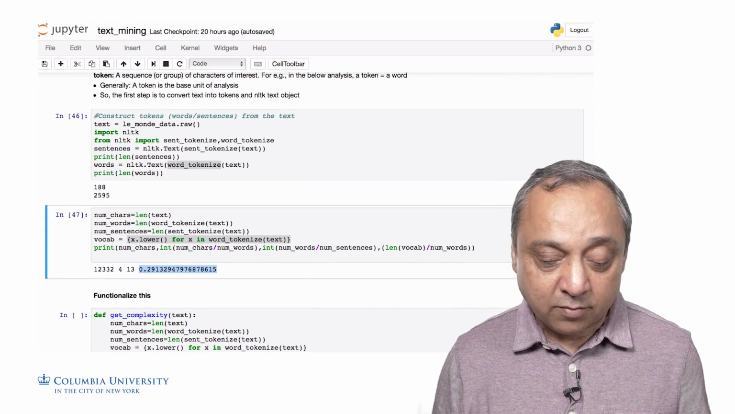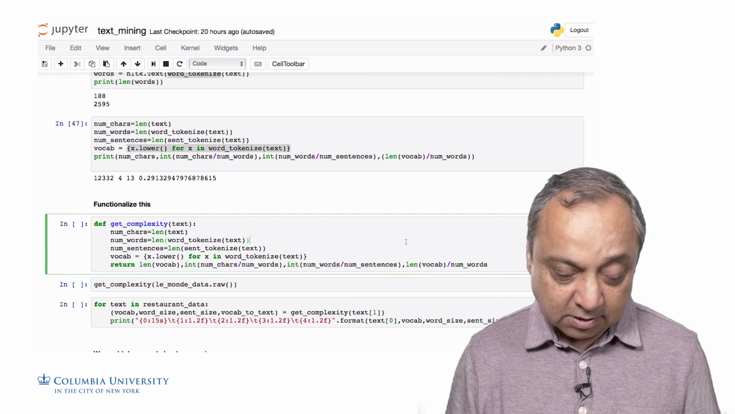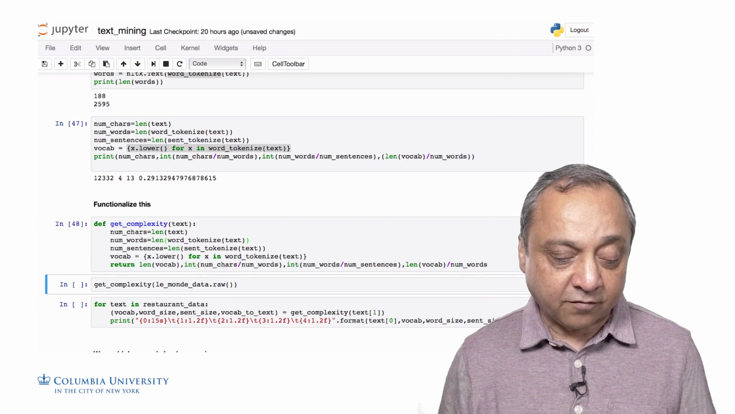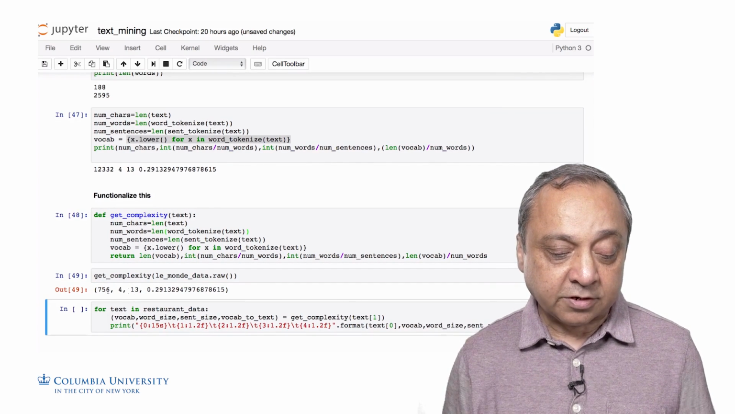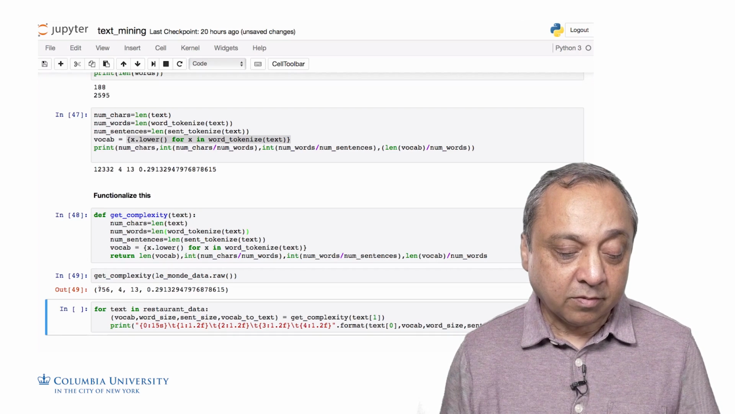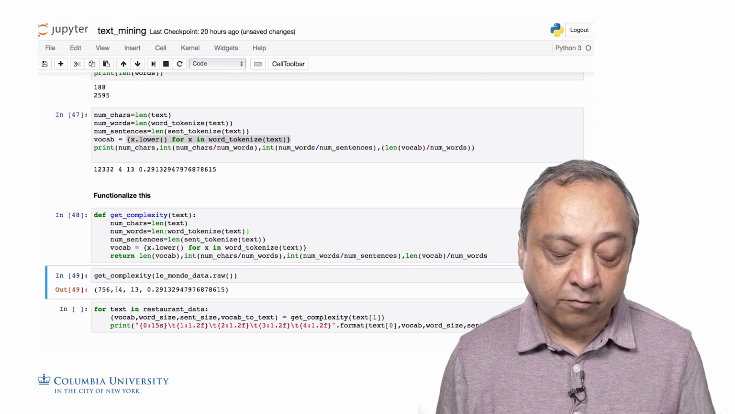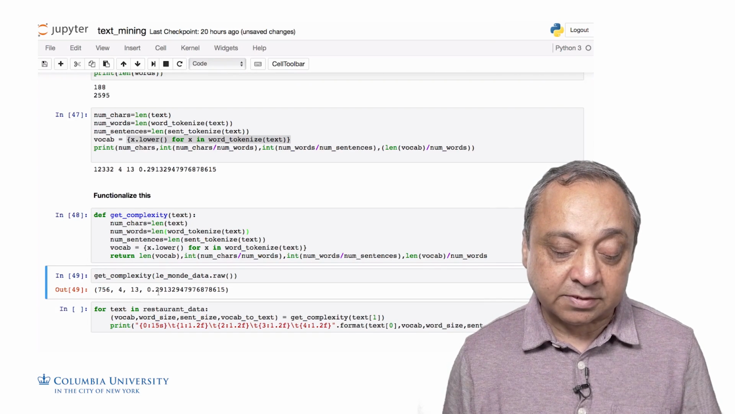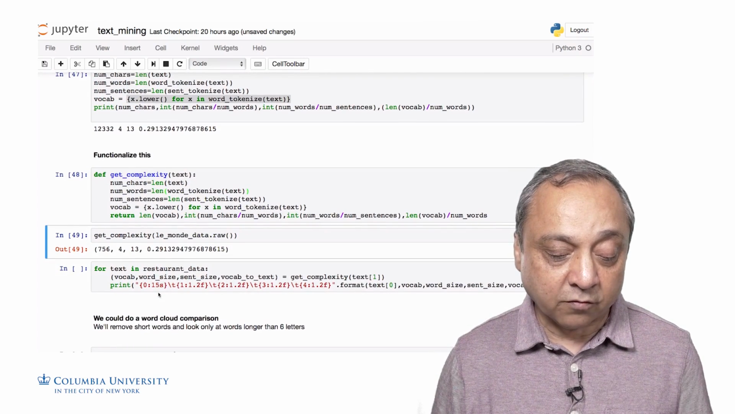And we can take this stuff and functionalize this. We're going to use this a little bit, so we write a get complexity function. What it does is it returns a tuple that contains the length of the unique words, 756 unique words, 4 characters per word, 13 words per sentence, and 0.29, the proportion of unique words to total number of words.